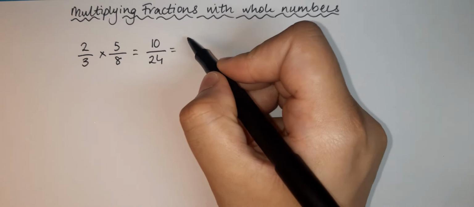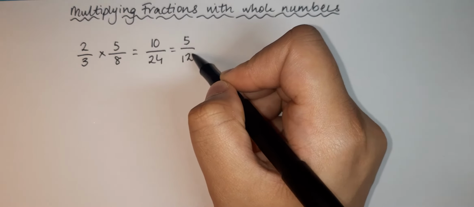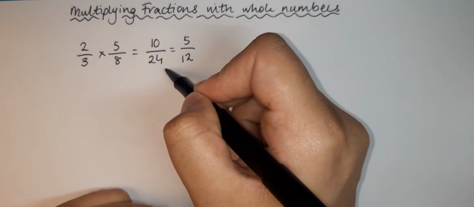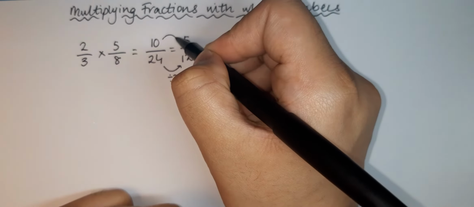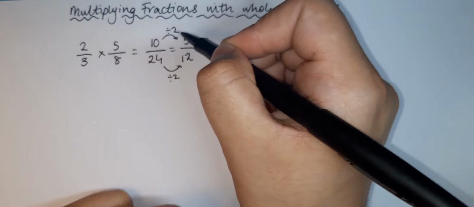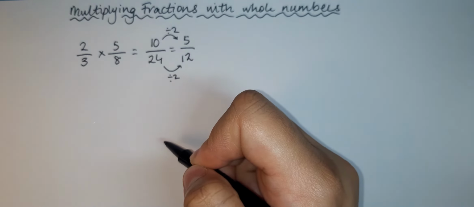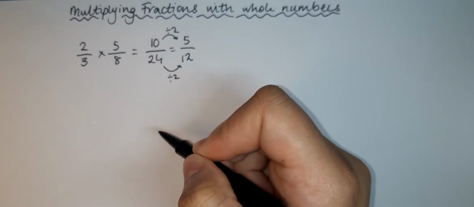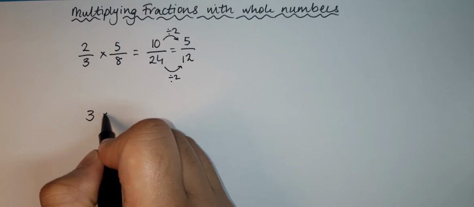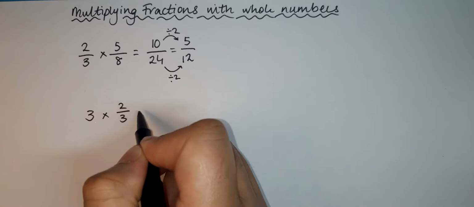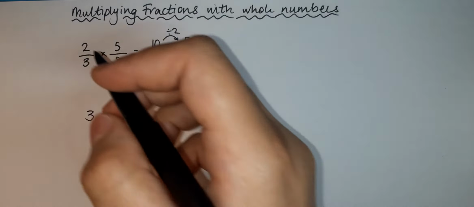First of all, make this 5/12. All we did is divide by 2 here. So this is an example of how we would normally multiply fractions. However, what if we get a question where we have something like 3 times 2/3? What do we do then? Because 3 is not a fraction.